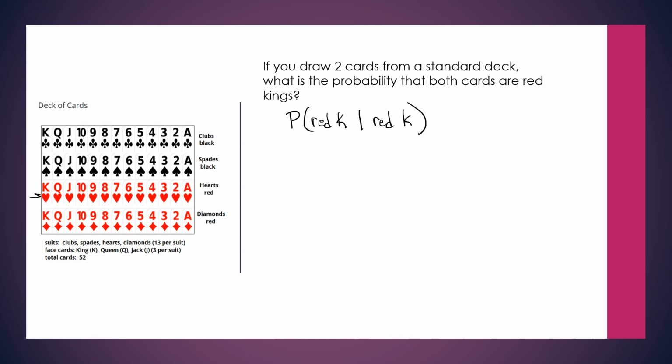And for that first one, there's only 2 of them here. So we have 2 out of 52. But now we've taken away one of those. So we only have 1 red king left and 51 cards. Now I'm just going to go ahead and simplify this just out of habit. So I know it's going to be 1 over, and if you go 26 times 51, that's 1,326.